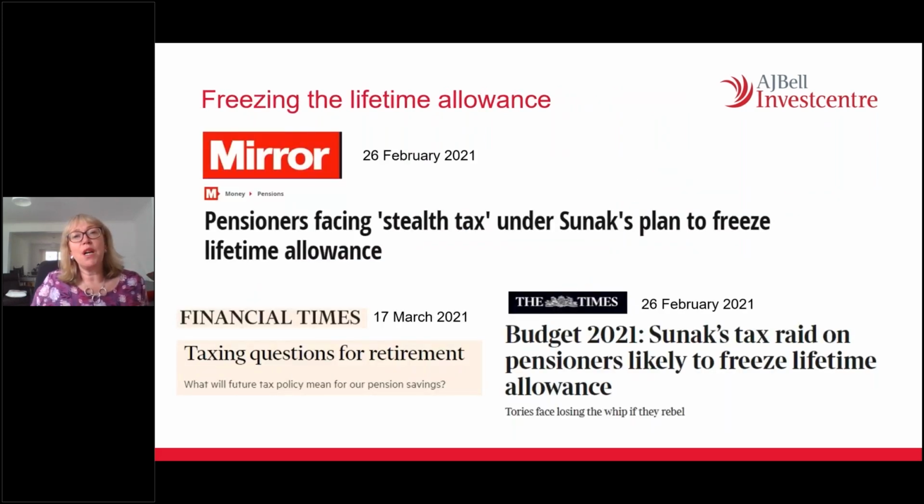We had a budget in early March, but even before that date, we had leaks in the press about the lifetime allowance and the fact it was going to be frozen. Some of these headlines, though, I think are slightly incorrect. For example, I don't think it's a tax raid really on pensioners. It will affect those people who are taking drawdown because of the age 75 test, there is no doubt. But I think the effect of freezing the lifetime allowance isn't really the preserve of the pensioner age bracket. I think it affects many more people than that.